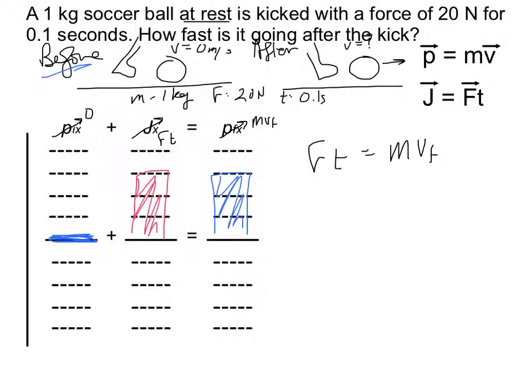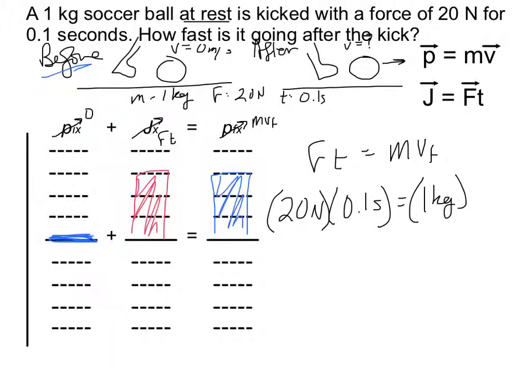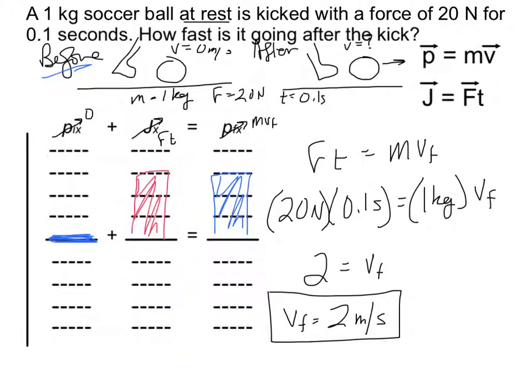Then with that, we can do step 4, which is substitute and evaluate. So our force is 20 newtons. Our time is 0.1 seconds. Our mass is 1 kilogram. And we're trying to find the final velocity. So 20 times 0.1 is 2, is equal to 1 kilogram times the final velocity, which is just the final velocity. So our velocity final is equal to 2 meters per second, and box your answer.